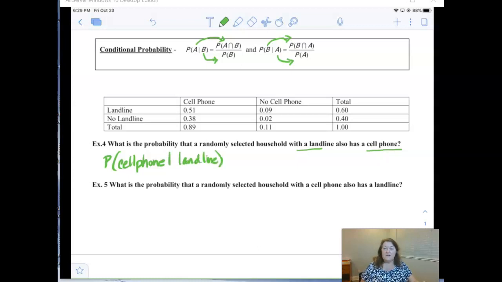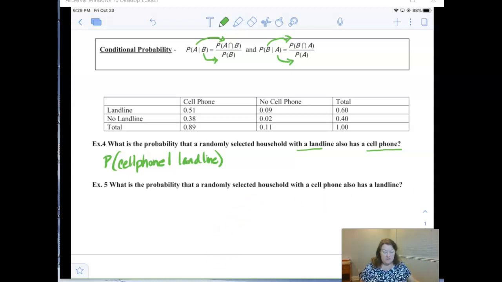Okay, so if it doesn't automatically say given that, think to yourself, what's the part that I could take out and just say, what's the probability I'm really looking for? What is the probability that a randomly selected household has a cell phone? That's the main part. And then they're saying they also have a landline. So landline becomes the part at the bottom.